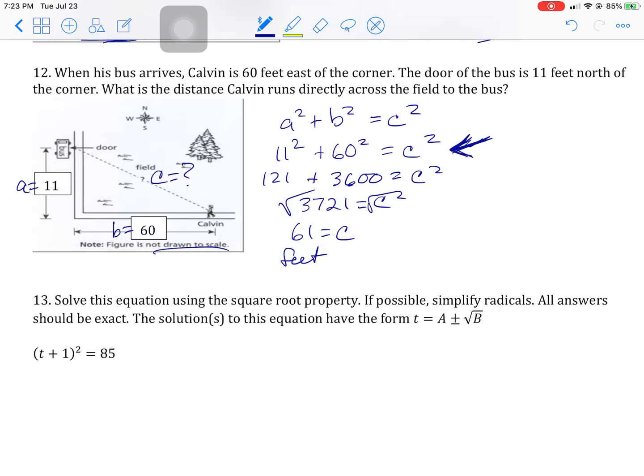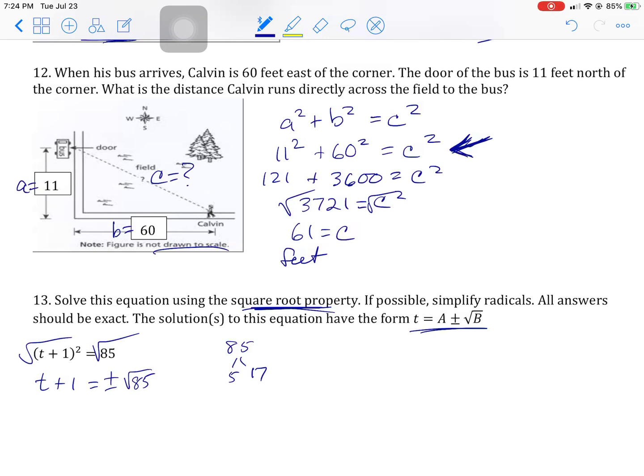Solve this equation using the square root property. Simplify to that form. I have the square alone on one side. We're going to square root it. That takes off the parentheses and the 2. And because it's an even power, it's plus or minus the square root of 85. 85 is 5 times what? How do you know it doesn't simplify? 85 divided by 5 is 17. So it doesn't have any perfect squares in it.